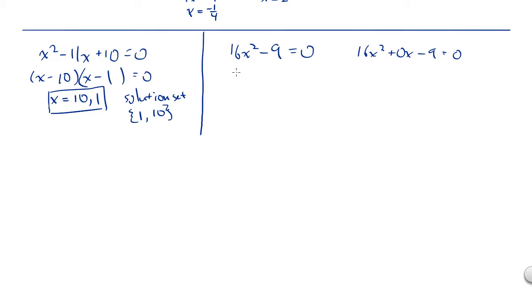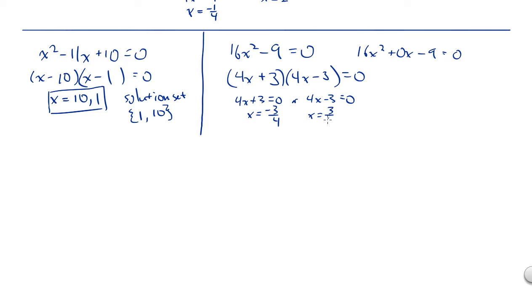So the 16x squared is the square of 4x, and 9 is the square of 3. So this is 4x plus 3 times 4x minus 3 equals 0. And what that gives us is two equations, 4x plus 3 equals 0, or 4x minus 3 equals 0. So x equals negative 3/4 or positive 3/4. And you can write that as negative 3/4, positive 3/4 if you like.